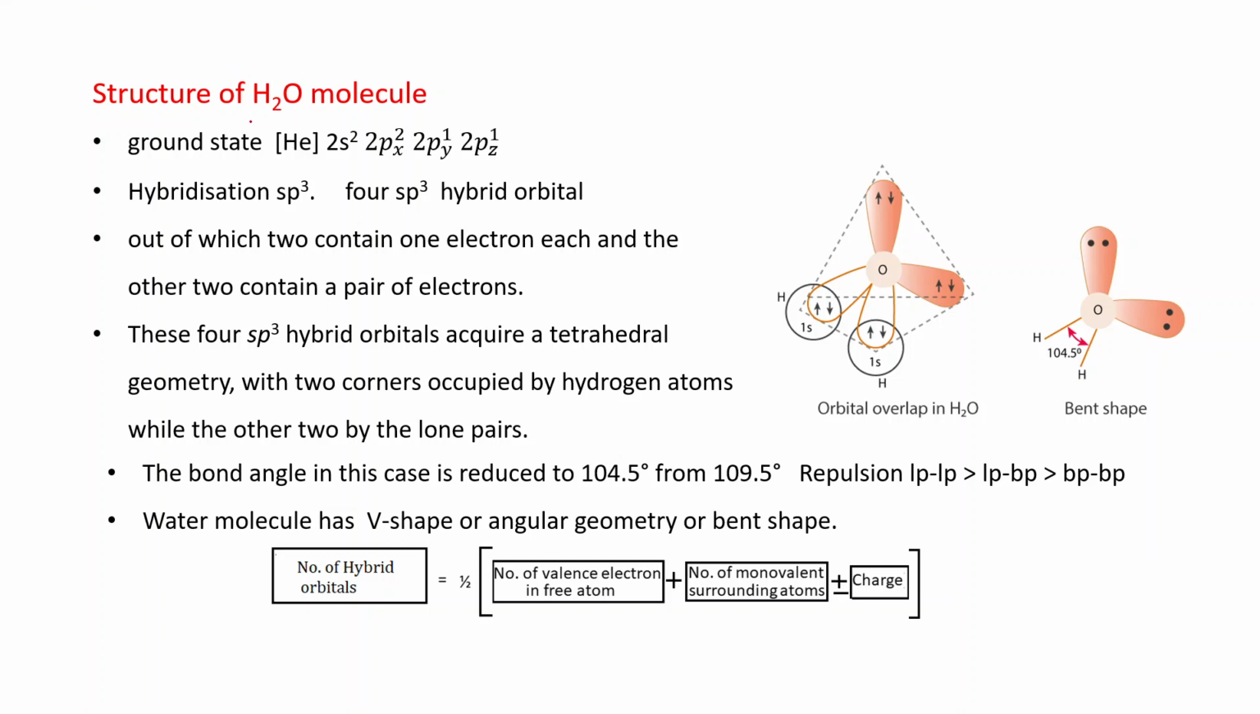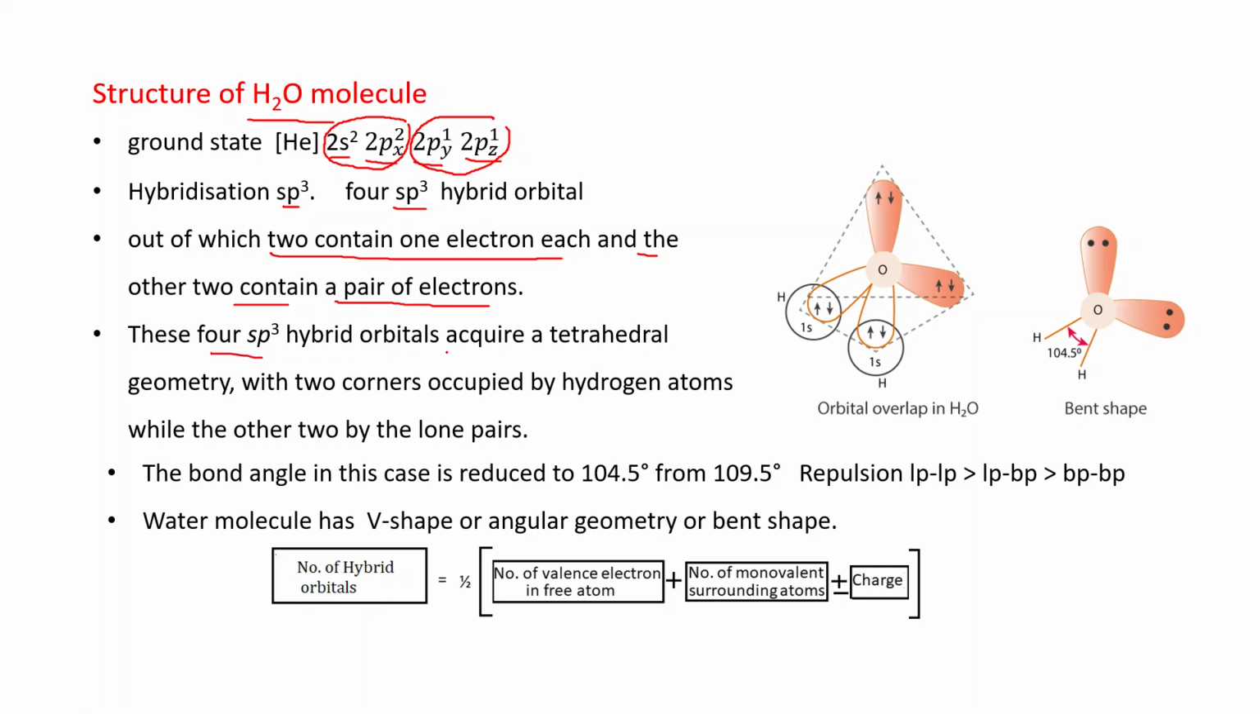Now come to the structure of H2O molecule. In the ground state, the outermost electronic configuration of oxygen is 2s2, 2px2, 2py1 and 2pz1. Again in this case, these two fully filled orbitals and these two half-filled orbitals undergo sp3 hybridization and produce four sp3 hybrid orbitals, and these sp3 hybrid orbitals are oriented in a tetrahedral manner. Out of these four sp3 hybrid orbitals, two contain one electron each and the other two contain a pair of electrons, that is, lone pairs of electrons.